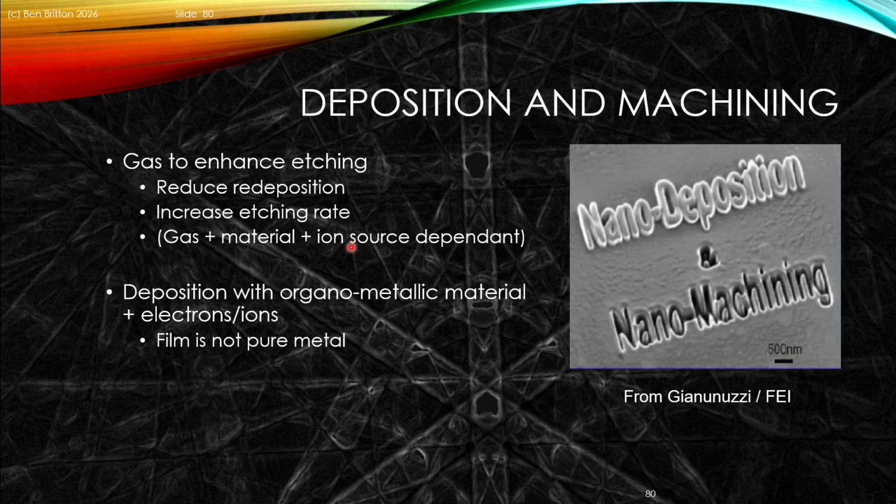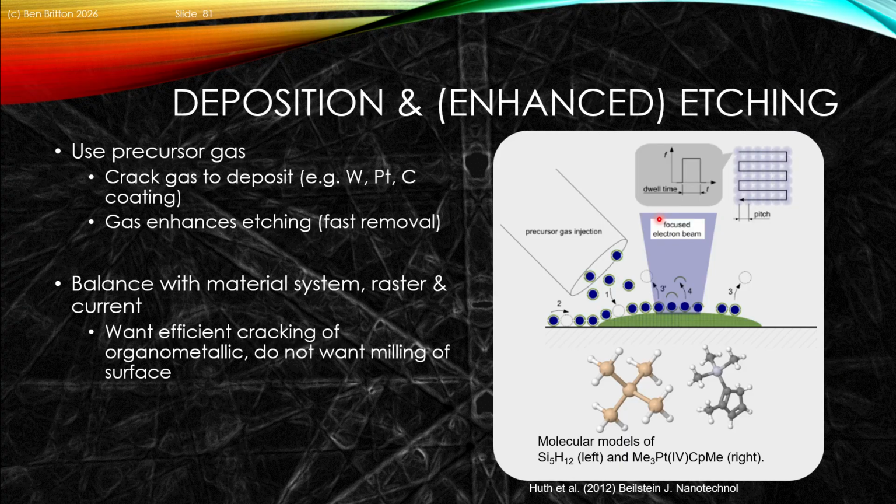Typically, when we are depositing, so we're going to add material to the surface, it's kind of like nanoscale 3D printing. Here we're going to have something like an organometallic material, and then we're going to interact that with our electrons and ions. The most important aspect of this particular slide deck is to remember that the film itself is not pure metal. That's really important if you want to look at the properties of that thin film deposition or the structure that you deposit. So that can impact things like the resistivity of that part.